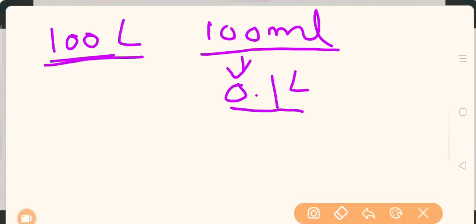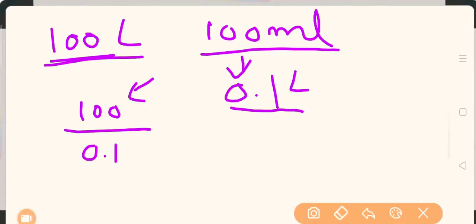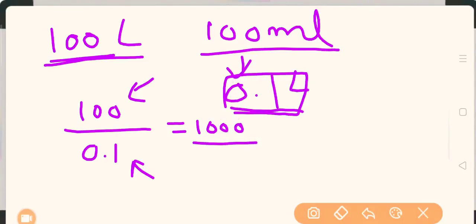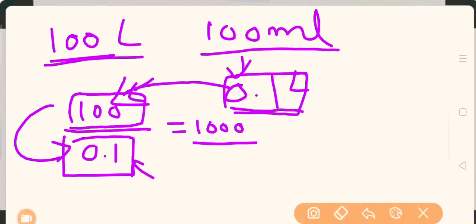So how can we find the number of bottles required? Total volume divided by volume of a single bottle. So it is equal to 1000. We need 1000 bottles of 0.1 liter to fill up a 100 liter tank. So the same calculation can be done with unit cells. All you have to do is total volume divided by volume of single, then you will get the number of given substance particles or unit cells. So let us do it.